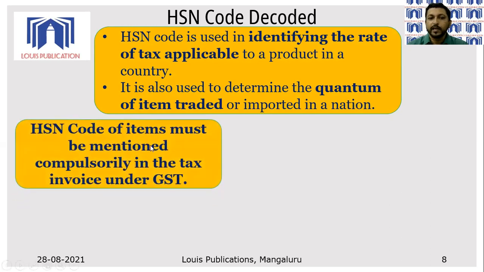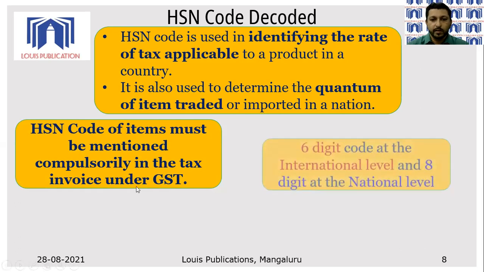So HSN code of items must be mentioned compulsorily in the tax invoice under GST. Simple point. You can take out any tax invoice that you have received from a supplier. Suppose you have gone to a shop to buy a particular product, and you take that tax invoice, or in layman's language you say bill. I cannot use the word bill in GST. It is called a tax invoice. If you have paid GST, the supplier will have to compulsorily issue a tax invoice. So HSN code must be compulsorily mentioned in the tax invoice under GST.